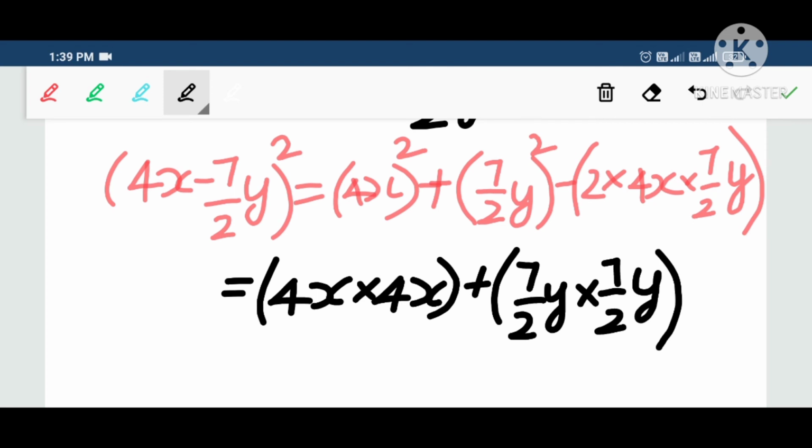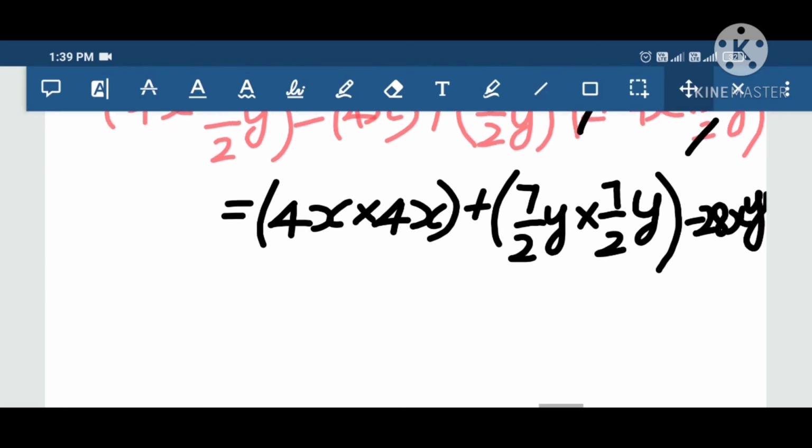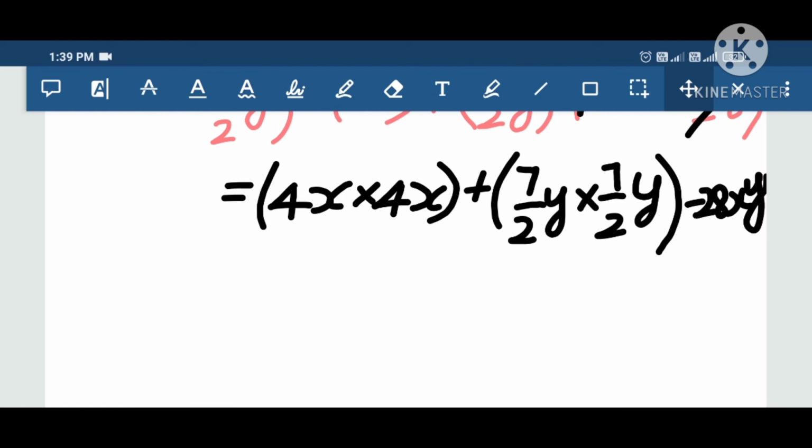And next, 2 into 4x into... here 2 will get cancelled, and remaining 7 into 4x into y. So you get minus 28xy. Minus 28xy is the value. How is it possible? 7 4s are 28, x into y, xy, you get 28xy, and plus into minus, minus 28xy is the value.